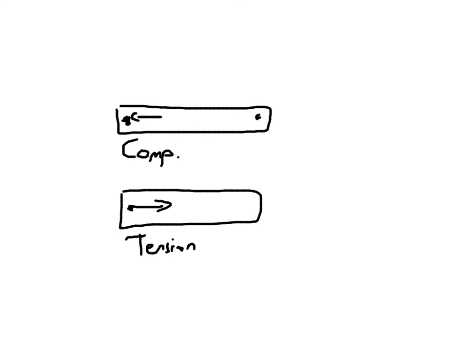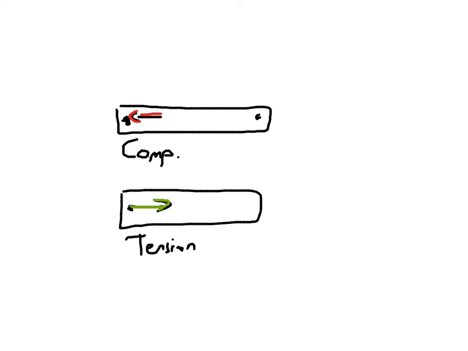If you imagine the member is trying to pull away, so the member is trying to move that way, but it's pinned down. Well, that's going to stretch it. And for the first instance, it's like the member is trying to push against the joint. It's pushing into it, so it's going to compress it.